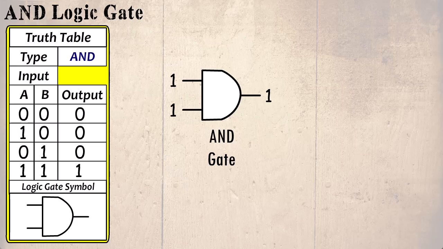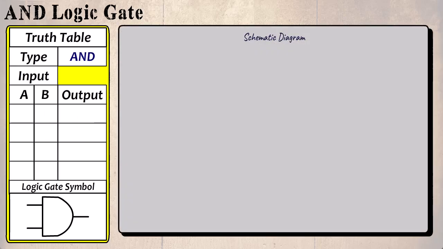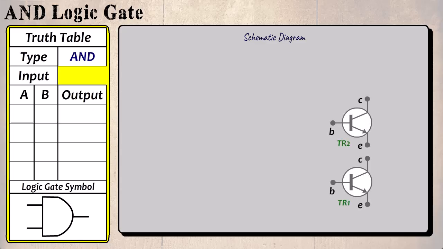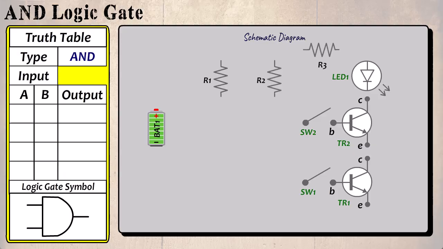Now to make a schematic diagram for this logical gate. Since we have two inputs, we must include two transistors and an LED to indicate the output, two switches to control the input to both transistors, the battery and three protection resistors.